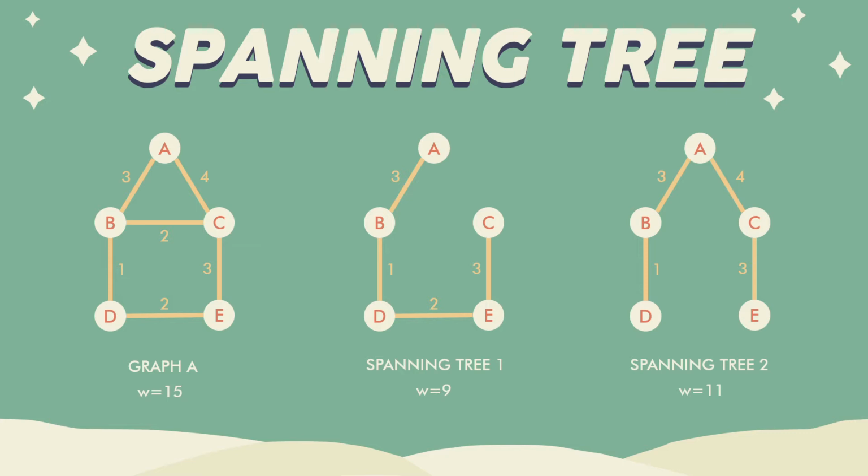Graph A actually has 9 other spanning trees. Can you list down these trees along with their respective total edge weights? Pause the video so you can answer.